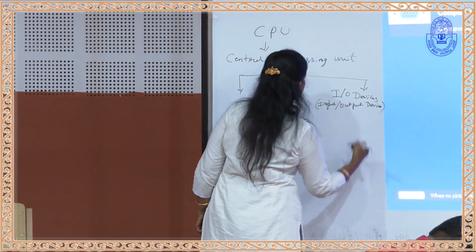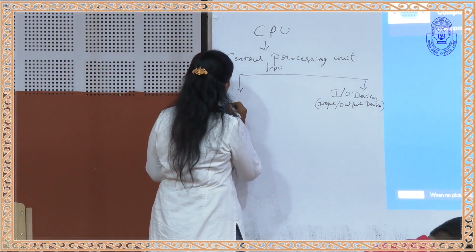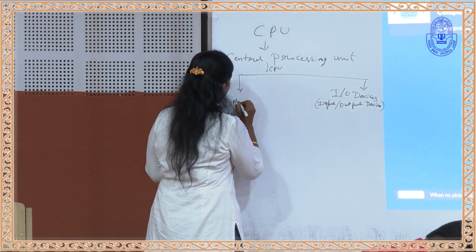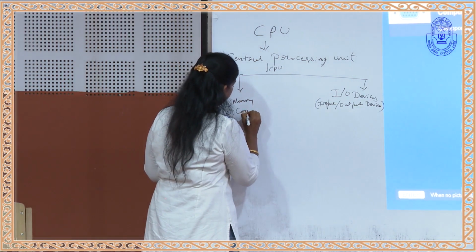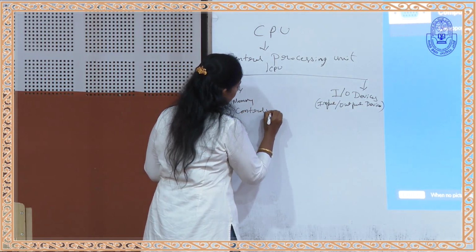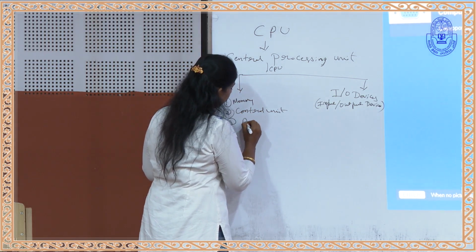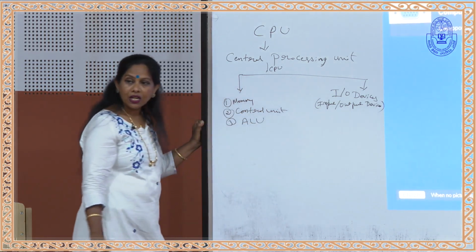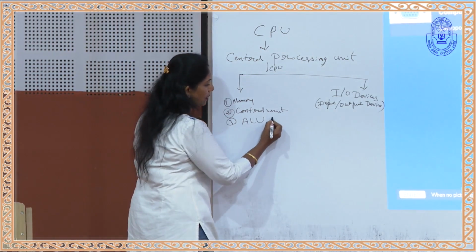So what comes inside the CPU? First one memory, control unit, third one is ALU. What is ALU? Arithmetic Logic Unit. This expansion they will ask you.